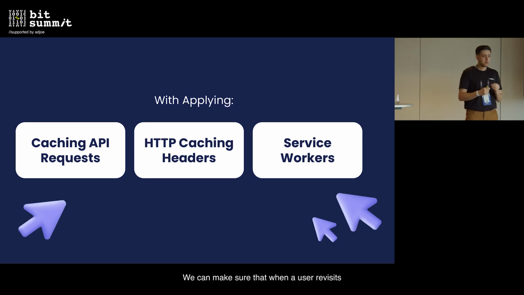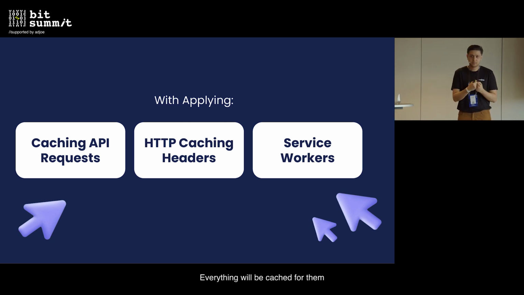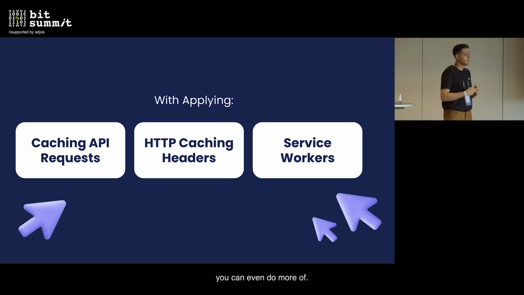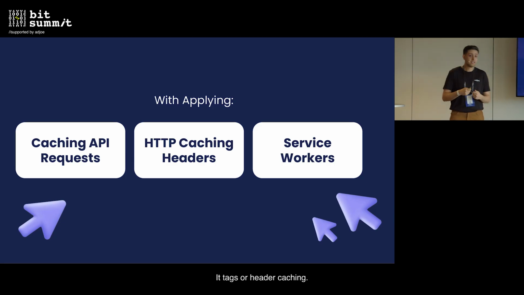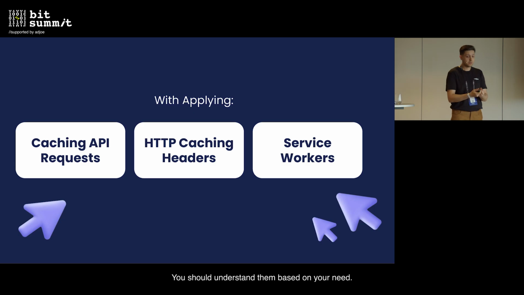We can make sure that when a user revisits any place they have requested the API for, nothing will be repeated. Everything will be cached for them, and there won't be unnecessary API calls. You can even do more with HTTP caching headers, like e-tags or header caching. There are so many other things that you can do. You should understand them based on your need.